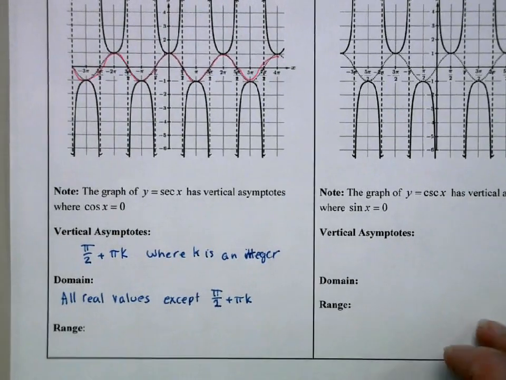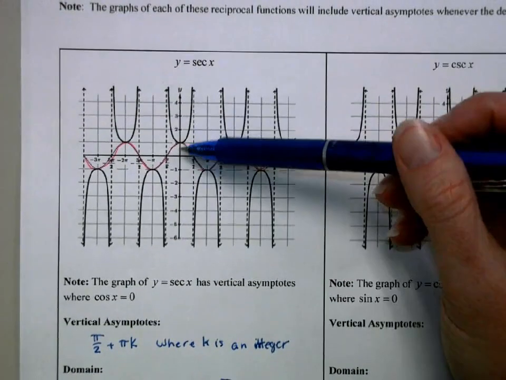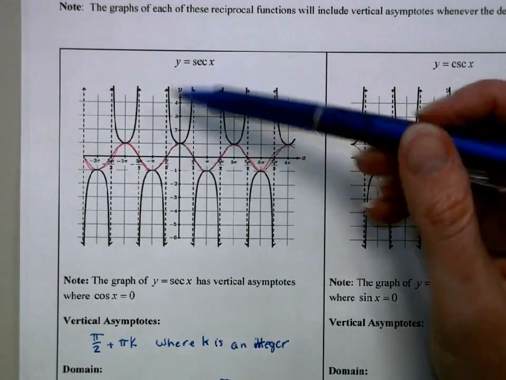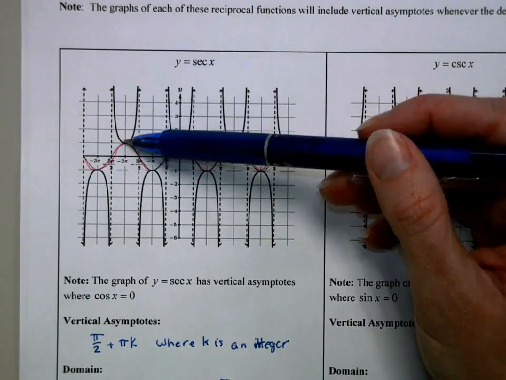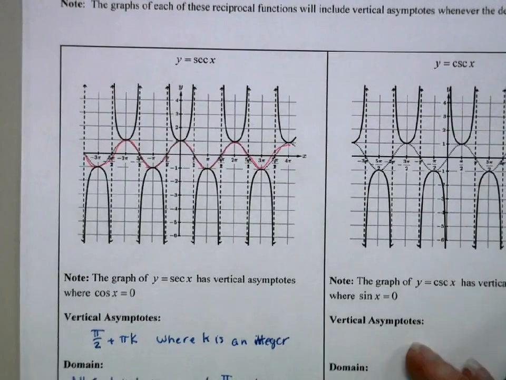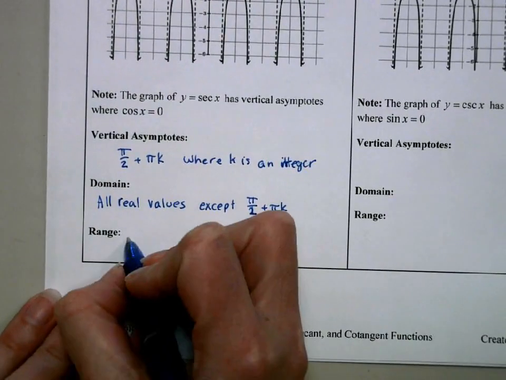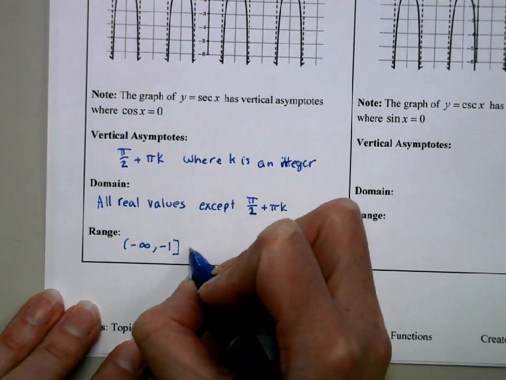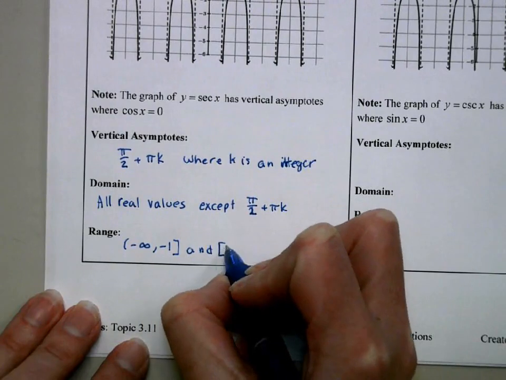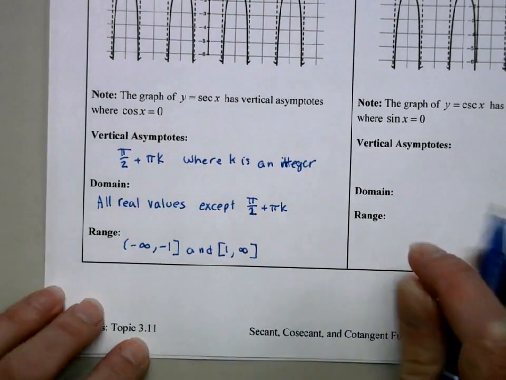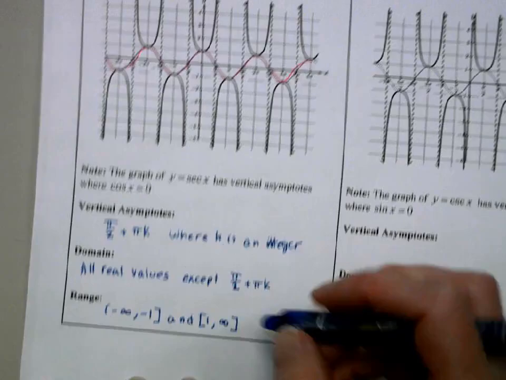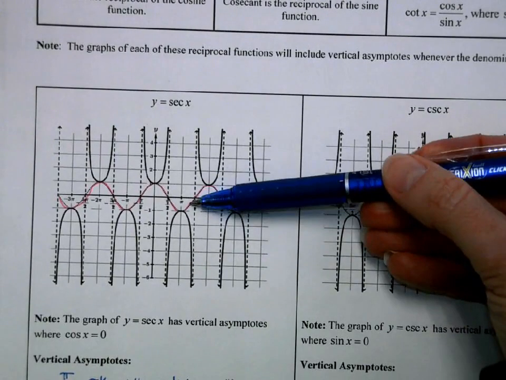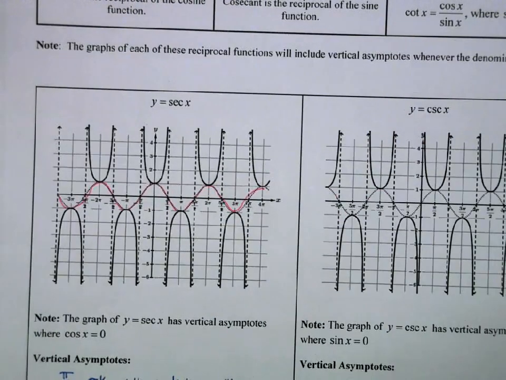The range is a unique range in that this function does not exist between -1 and 1. It's just when it's above 1 or equal to 1, or less than or equal to -1. So I can write that as from -infinity to -1 inclusive, and then from 1 up to infinity. We have a dead zone there between 1 and -1, but this graph does not exist between those values.